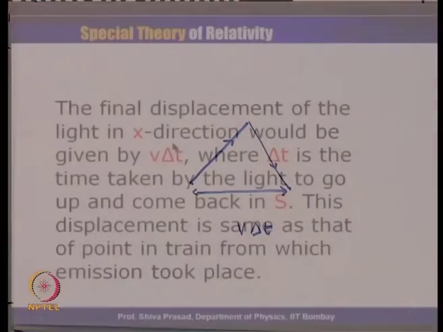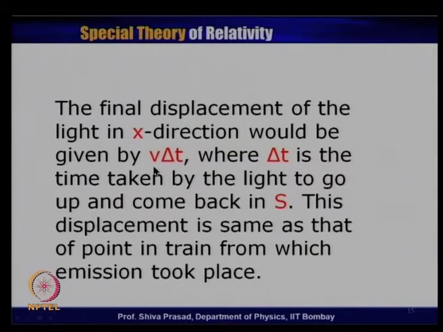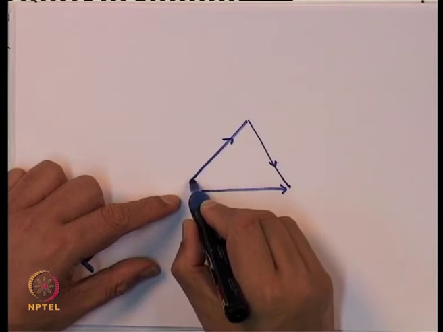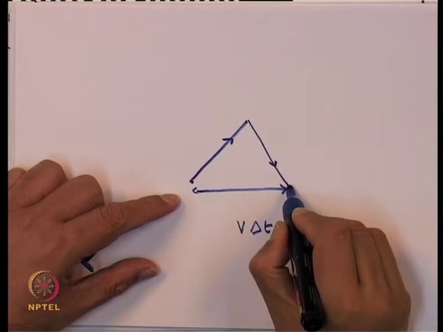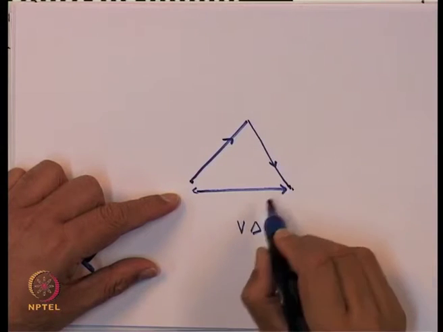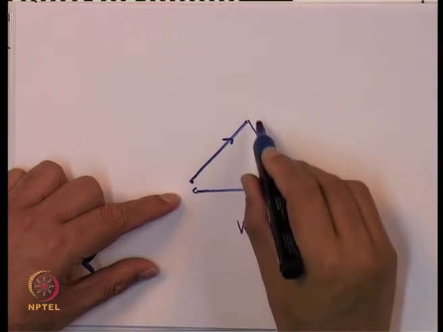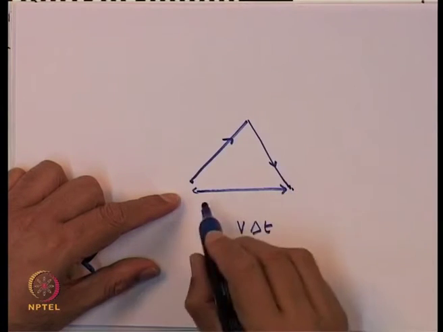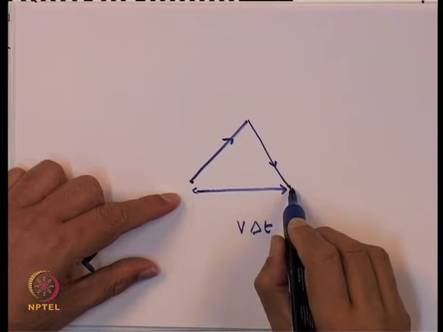The final displacement of the light in x direction would be given by v delta t, where delta t is the time taken by the light to go up and come back in S frame, and this displacement happens to be the same as the displacement of that particular point of the train, because now the observer S sees this point also moving with the same speed, which is the relative speed of the train. So, this point also moves exactly by the same distance v delta t.